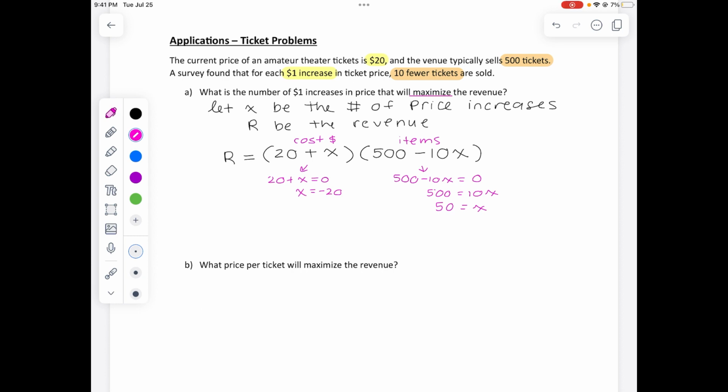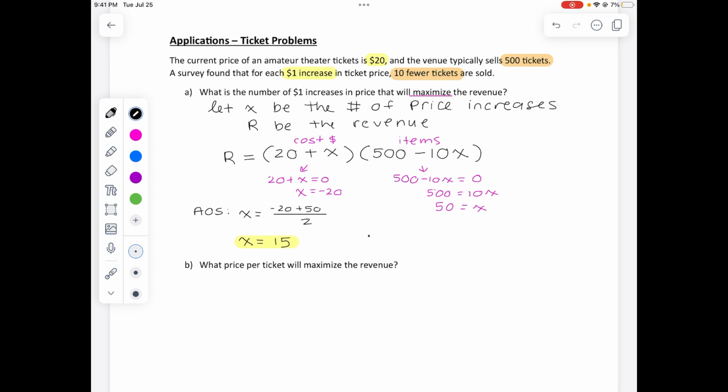And then because I want to maximize, I'm looking for the vertex. So I'm going to find my axis of symmetry, and actually I don't really need to find the vertex because I'm just looking for the number of price increases. So x is negative 20 plus 50 divided by 2. So negative 20 plus 50 is 30, and then 30 divided by 2 is 15. Okay, so that fully answers this part of the question, because again, x is my number of price increases, and this is asking me what is the number of price increases.